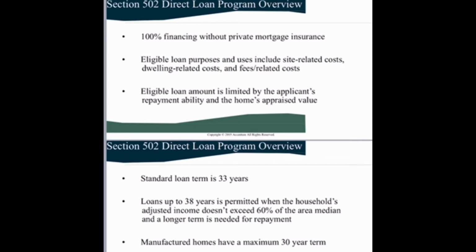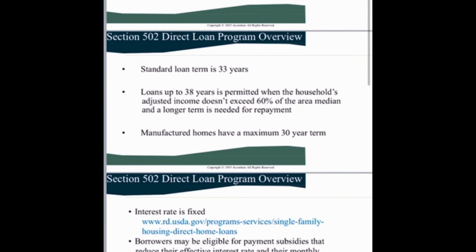With this loan, most mortgages are 30 years, but with this loan, they can do 33 years. They can also go up to as far as 38 years if the household adjusted income doesn't exceed 60% of the area median and a longer term is needed for repayment. You can also find land and build a manufactured home as well, with a maximum of a 30-year term.